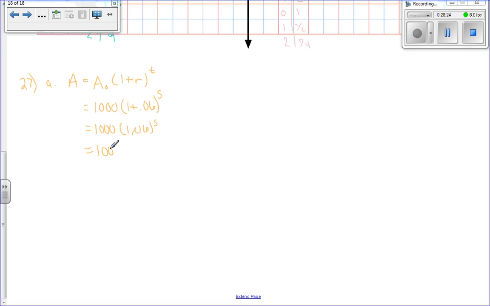And I do this, and I get 1.3382257.8. I just wrote down everything I saw on the calculator. And when I multiply that by 1,000, I will get $1,338.43.